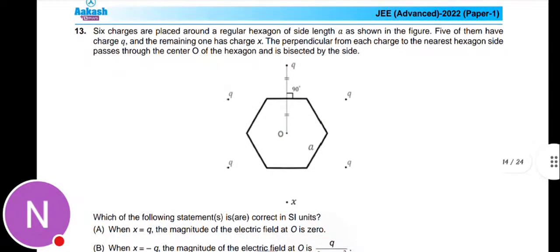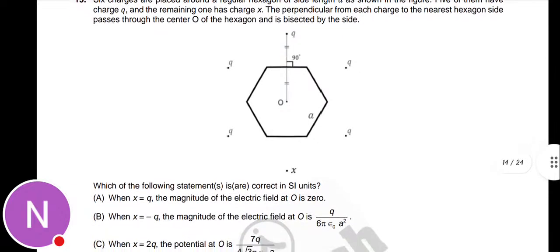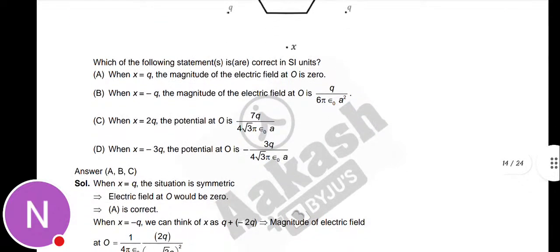Yes, one charge is unknown, but there are 6 charges. 5 of them have charge q, you can see, and the remaining one charge has value x. We have to find it. The perpendicular from each charge to the nearest hexagon side passes through the center O of the hexagon and is bisected by the side. So which of the following statements are correct, in SI units, they have asked.